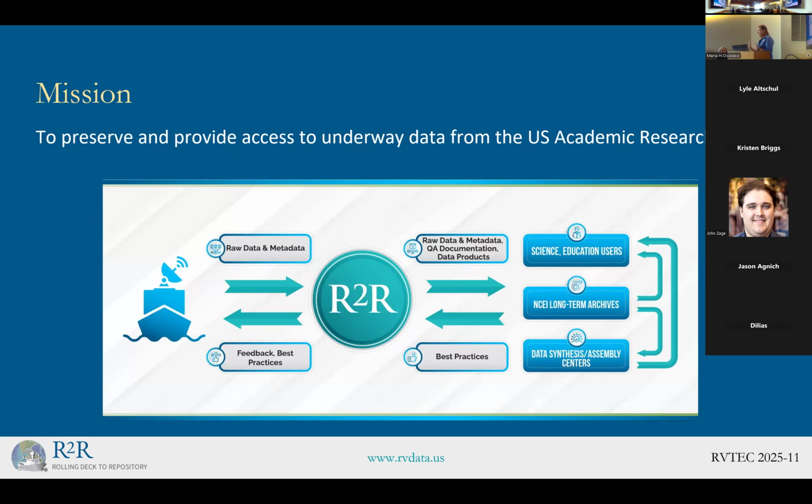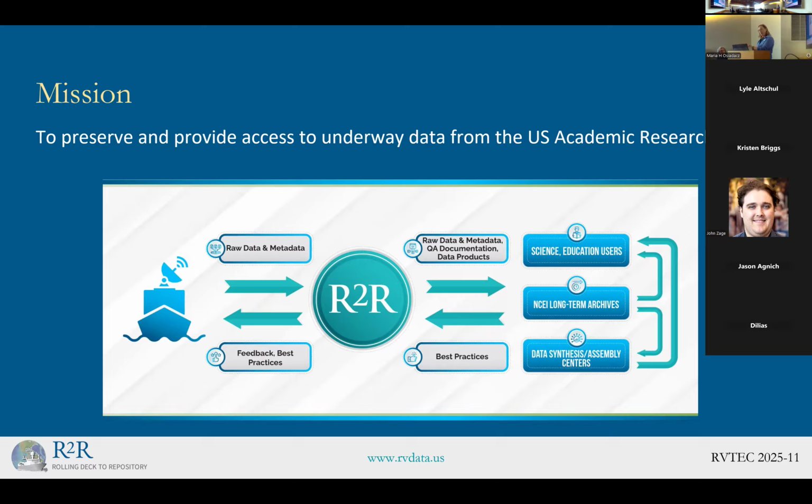we collect the raw data, the data distributions from the vessels. We break that out. We put metadata around it. For some data types, we do some quality assessment, quality control. For some data types, we create standardized data products. We make all of that available from R2R, the website rvdata.us.